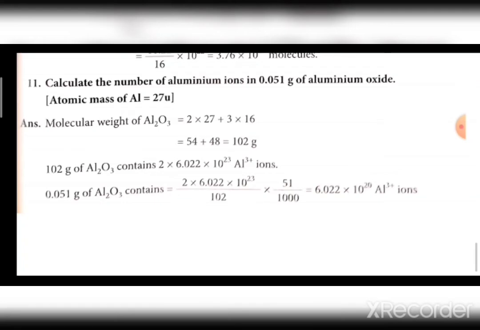This is by removing the decimal in 0.051. If we remove the decimal, then in the denominator below it will come 1000, 51 upon 1000. So it will be 6.022 into 10 raised to the power 20 aluminium ions.